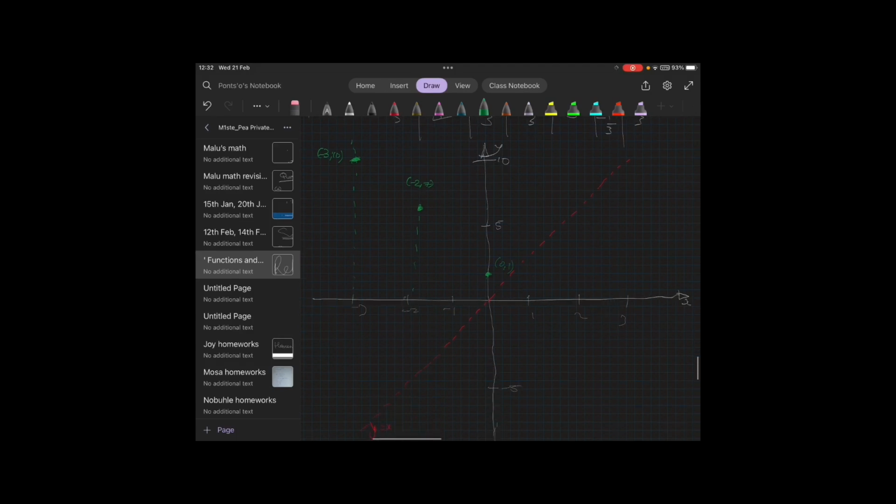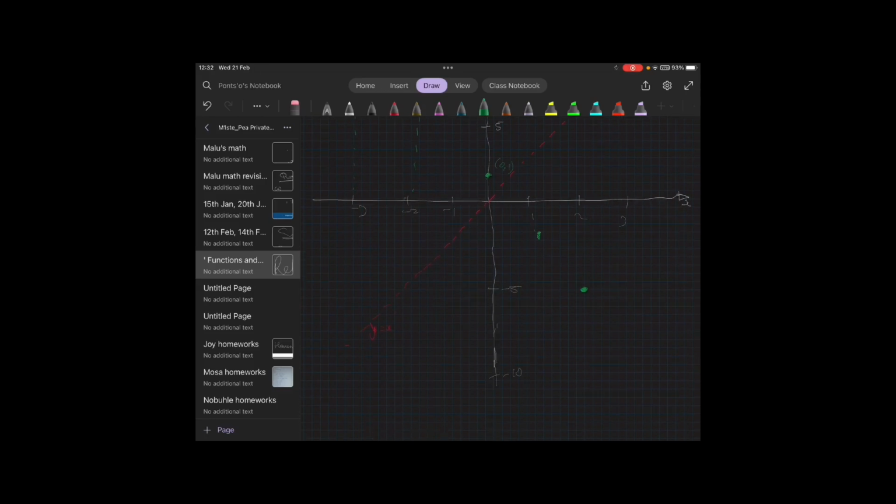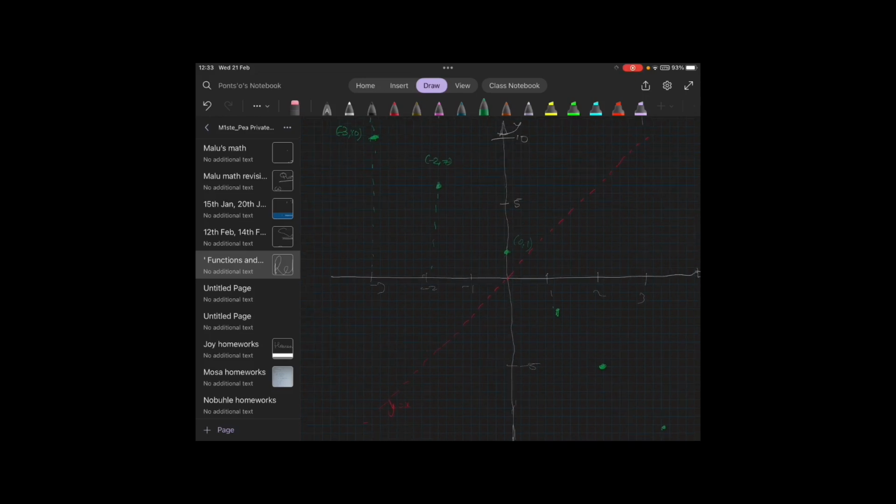At 1, y is negative 2, so maybe somewhere there. At 2, y is negative 5, so somewhere there. And at 3, y is negative 8, somewhere there. And when we plot, it's gonna look a little bit like a snake, because it's not drawn to scale, but at least it gives us an idea. So that's p of x.